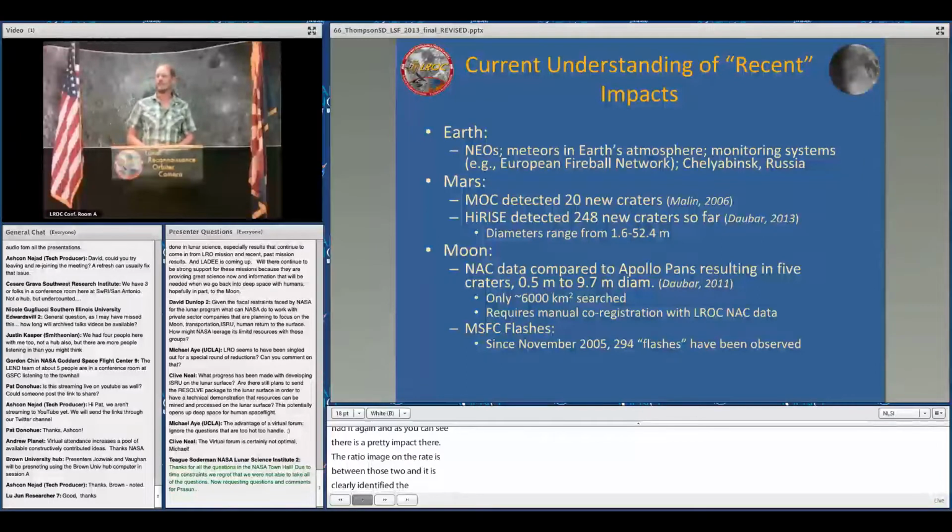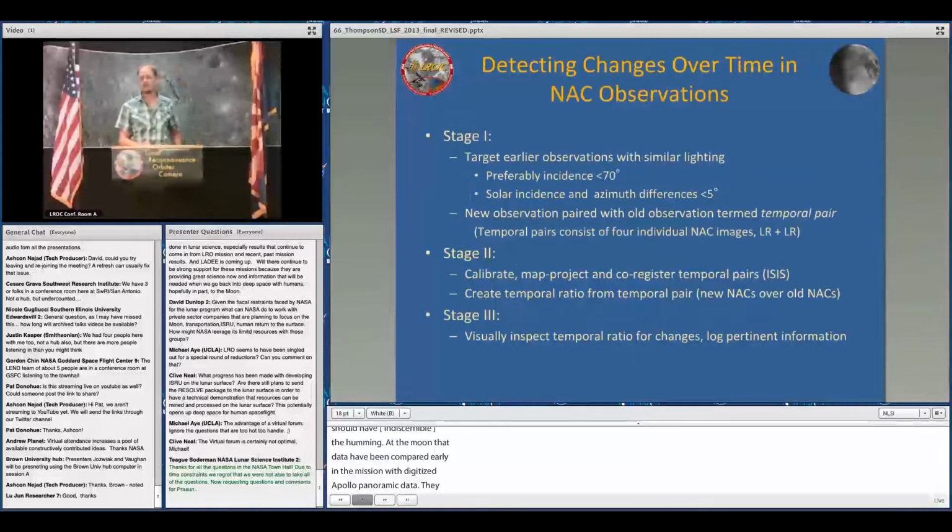Next slide. Prior to this study, looking at this kind of activity with recent impacts in the Earth-Moon system has been based on NEOs, meteors in the Earth's atmosphere, monitoring systems such as the European Fireball Network, and events like Chelyabinsk, Russia. At Mars, they've detected quite a few new craters in the MARCI and HiRISE data, and I apologize, these references should have et al. behind them. And at the Moon, NAC data have been compared early in the mission with digitized Apollo panoramic camera data, and they have found 5 craters. And then finally, the Marshall Space Flight Center has been doing the flash monitoring network for the last few years and discovered quite a few flashes.